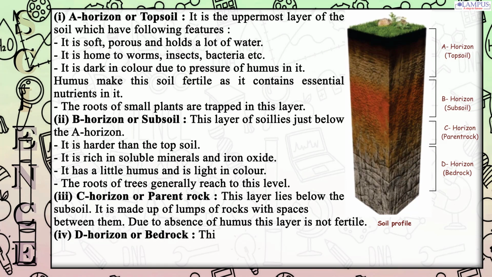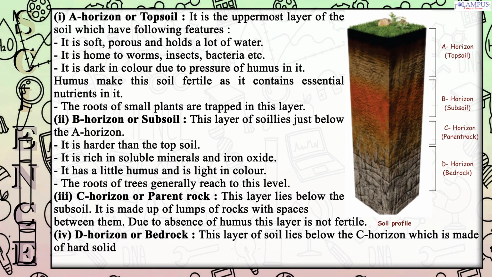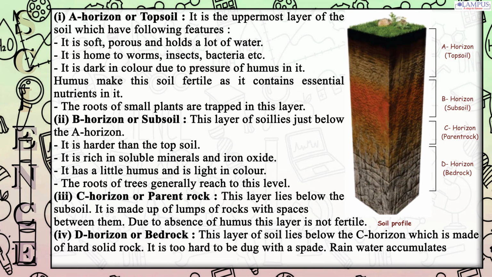4. D horizon or bedrock. This layer of soil lies below the C horizon, which is made of hard solid rock. It is too hard to be dug with a spade. Rainwater accumulates above this layer and forms the water table.